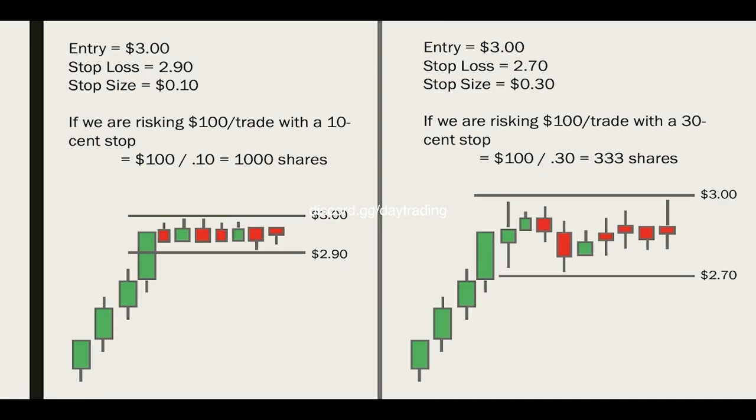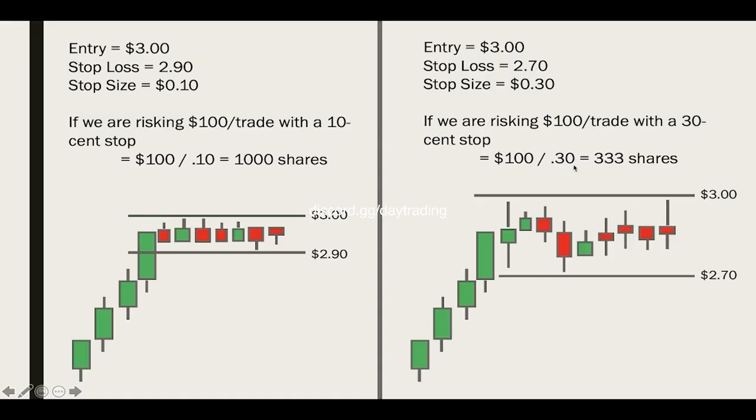And I'll make it easy for you guys. The formula is take your dollar amount risk, which is $100, divided by the size of your stop, which is 10 cents. So 1,000 shares. Meaning we could buy 1,000 shares at $3, and if it drops 10 cents to our stop loss price at 290, we will lose $100, which is the maximum amount we are willing to risk.